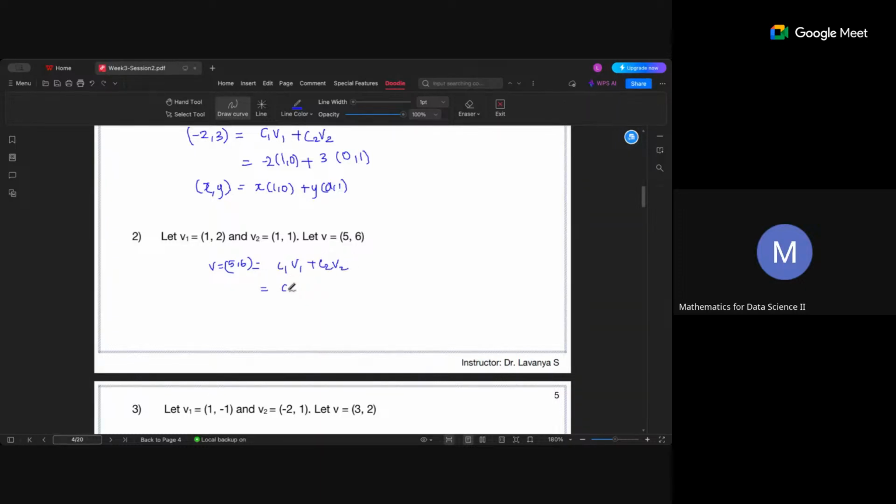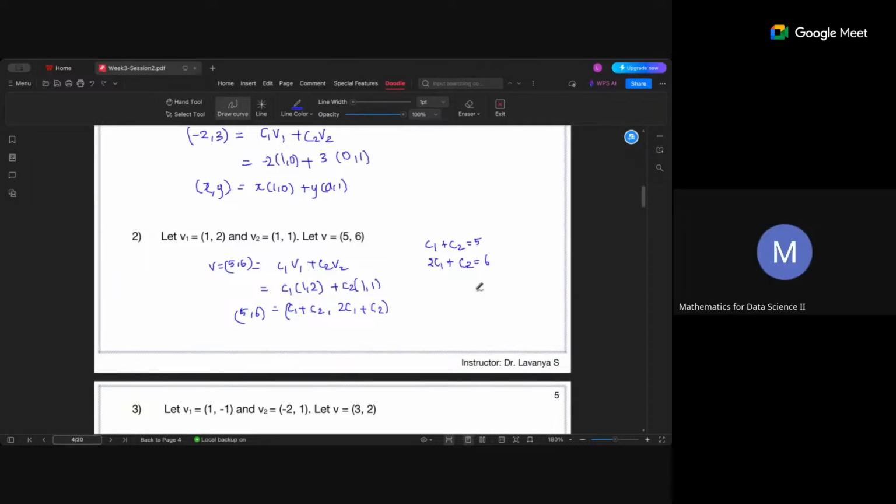So you have c1 times 1 comma 2 plus c2 times 1 comma 1. If we rewrite, c1 plus c2 comma 2c1 plus c2, and on the left hand side we have 5 comma 6. So what are we getting from here? We are getting a system of equations: c1 plus c2 is equal to 5 and 2c1 plus c2 is equal to 6. Can you quickly solve this system and tell me the answer? Yes, ma'am. C1 is 1 and C2 is 4.